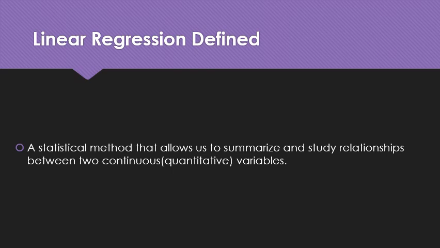Linear regression defined. It's a statistical method that allows us to summarize and study relationships between two continuous variables.